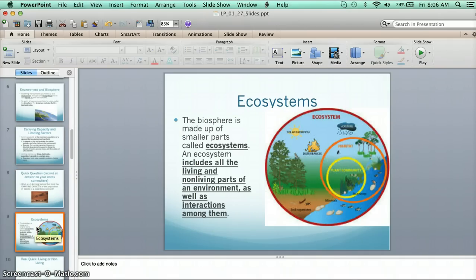So the last term you need to know is ecosystems, literally the definition of ecosystems. So the biosphere is made up of smaller parts called ecosystems. So within the biosphere there's a few different ecosystems. Ecosystems includes all the living and non-living parts of an environment, as well as the interactions among them. So it's the living things in the environment and the non-living things, and then how they interact together.